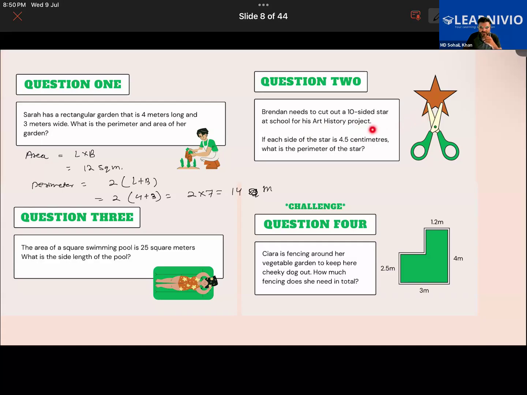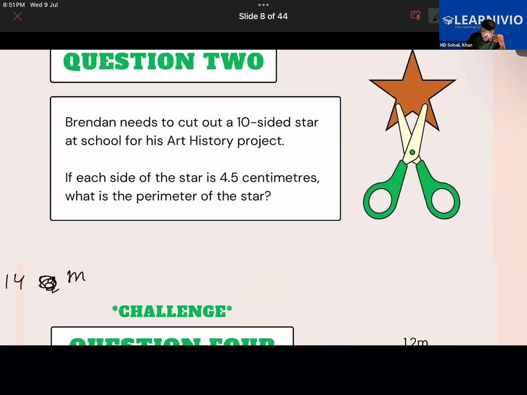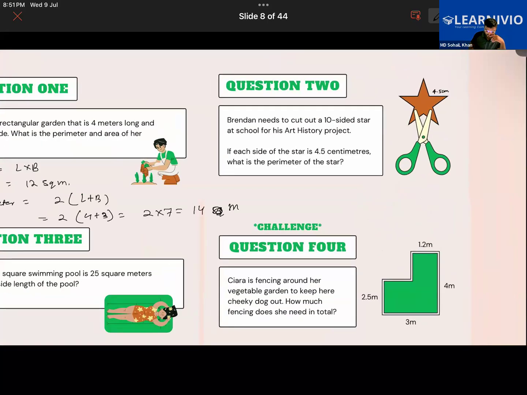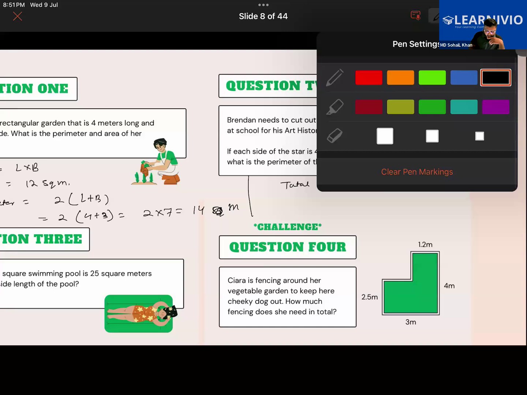Okay. Second question, Brendan needs to cut out a 10-sided star at his school for his art history project. If each side of the star is 4.5 centimeter, what is the perimeter of the star? Each side measures 4.5 centimeter. So what is the length of all the sides together? The total will be 4.5 multiplied by 10 because of the 10 sides, equals 45 centimeters.